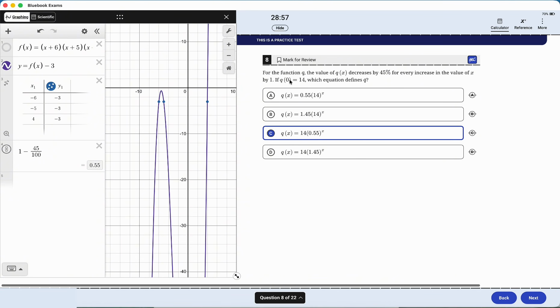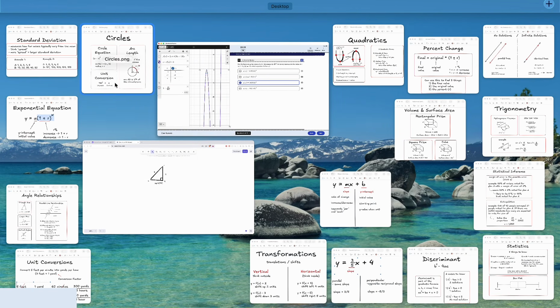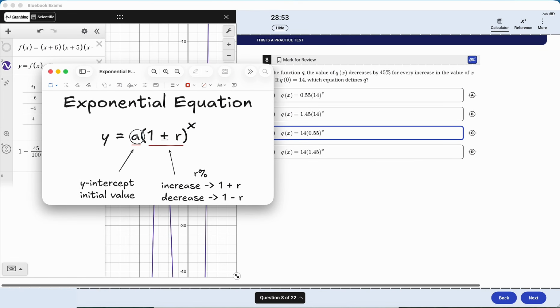So that's it. This other piece of information was telling you, remember we said for exponential equations, this value in front is your y-intercept, right?